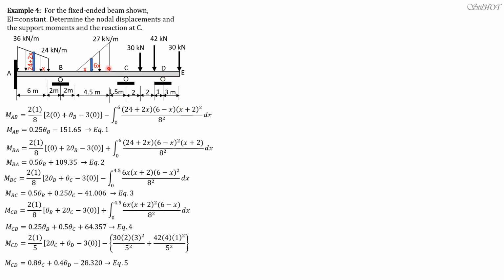Then moment DC, as I said, is positive 90, and it is equal to 2 times 1 over 5 quantity theta C plus 2 theta D minus 3 times 0 plus, because this is the right end, plus 30 times 2 squared times 3 over 5 squared plus 40 times 1 times 4 squared over 5 squared. So simplifying, this is our working equation to solve for the nodal displacements theta B, theta C, and theta D.